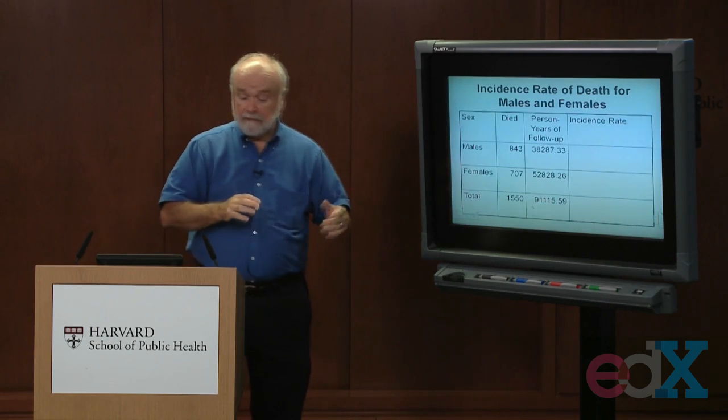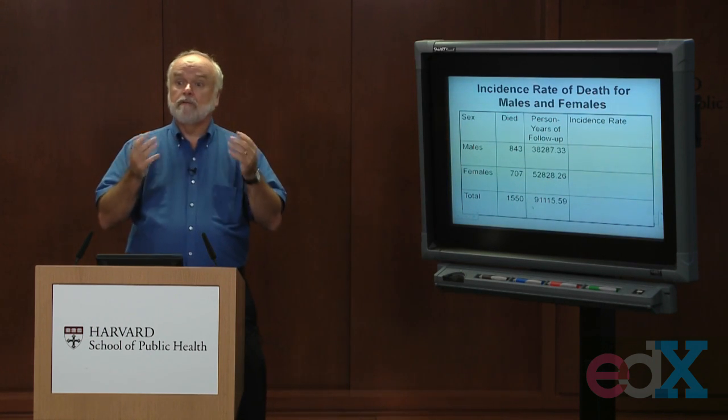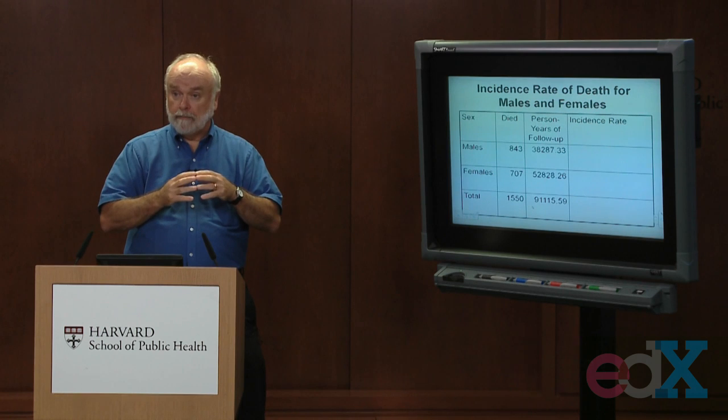Well, welcome back, everyone. Let's go over the exercise I asked you to do when I asked you to measure incidence rates. Here's the table that I gave you, giving you for each sex, for males separately, for females separately, and for everyone combined, the total amount of person time that was observed in each of those groups and the number of deaths that happened during those follow-up times.